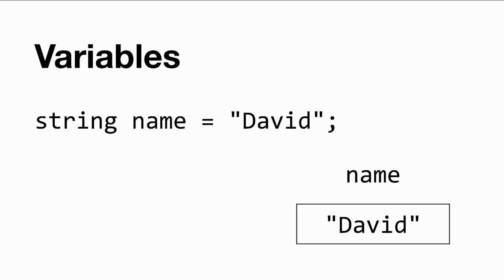So going back to this idea of a variable, we can deconstruct it like this. You have string name equals David, semicolon. And you can think of this as just creating a variable, that's that little box there in the corner, called name, that stores the value, a string called David.